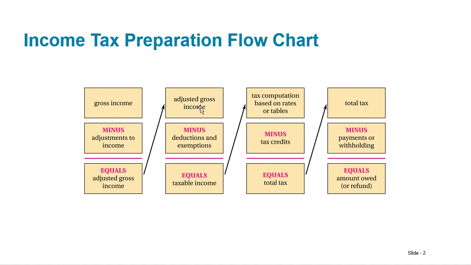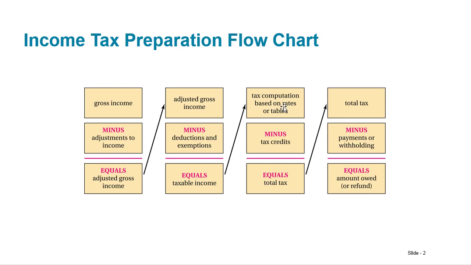So then you take your adjusted gross income and you take away all deductions and exemptions. So again, you can take away deductions for having dependents, and you can deduct your mortgage interest if you own a home and things like that. And that becomes your taxable income. And then you base your tax rate on that, right?